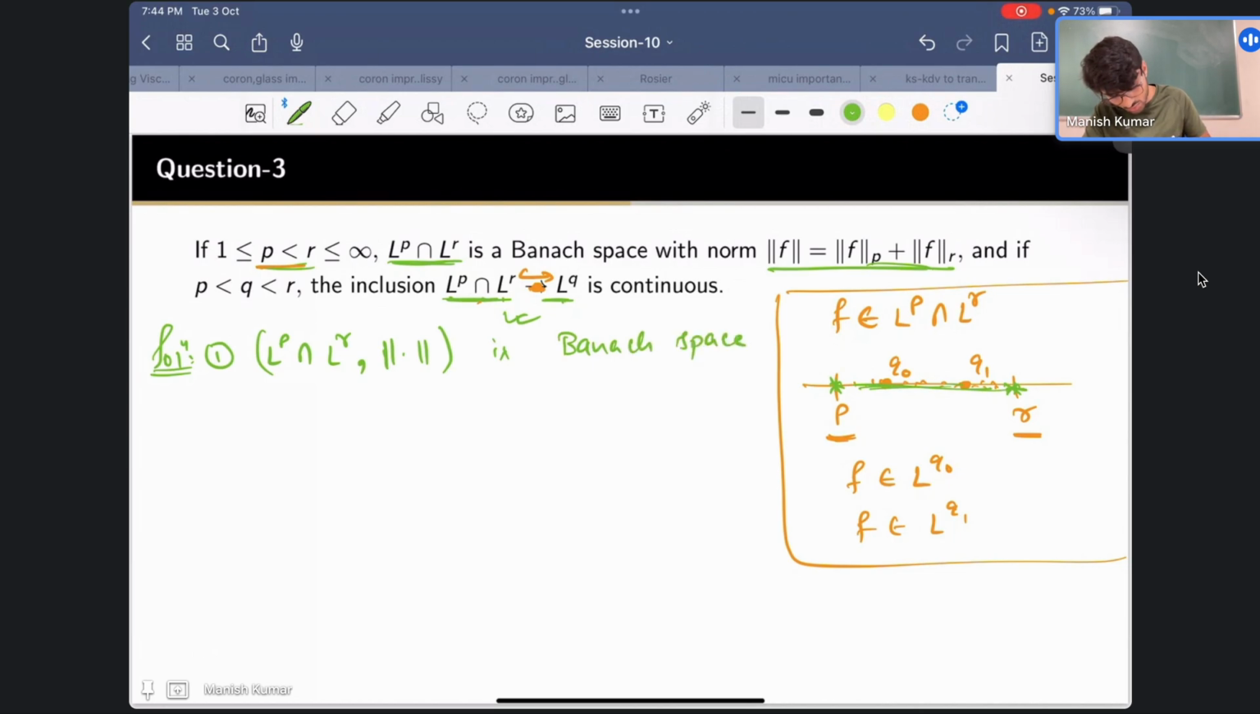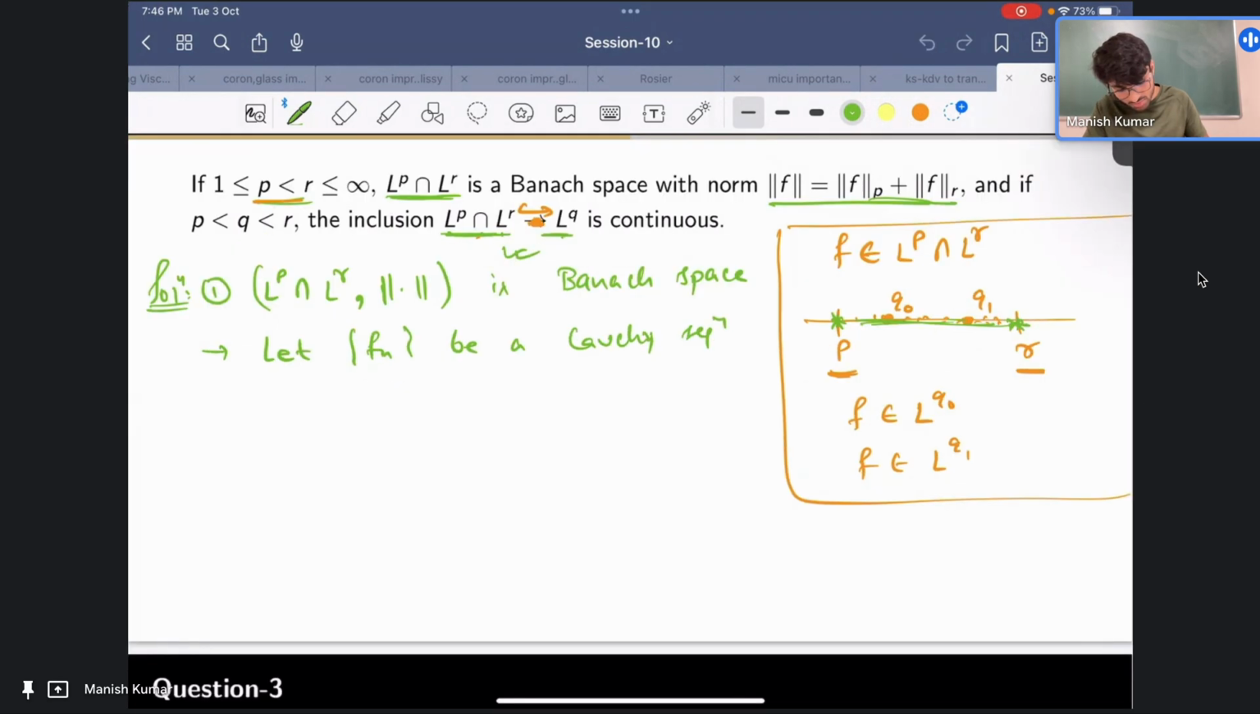Just choose any Cauchy sequence. So let f_n be a Cauchy sequence. I'm saying let f_n be a Cauchy sequence. Now I'll prove that f_n is Cauchy in L^p and L^r, so that this f_n is Cauchy in L^p ∩ L^r.